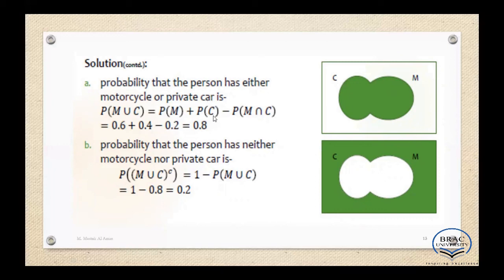Now the next question is, the person has neither a motorcycle nor a private car. So we have to find this area, right? That means probability of M union C complement. We know the total probability for the whole set is 1. So it is 1 minus the probability of those who have either a motorcycle or a private car or both. So we can say 1 minus 0.8, that means 0.2. So we can say 20% of the persons have neither a motorcycle nor a private car.